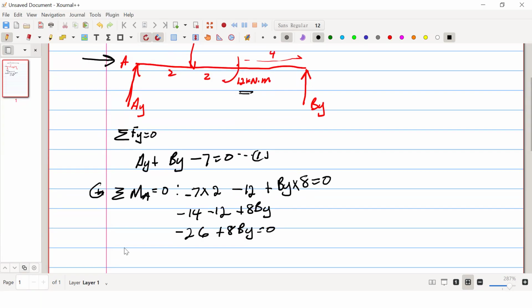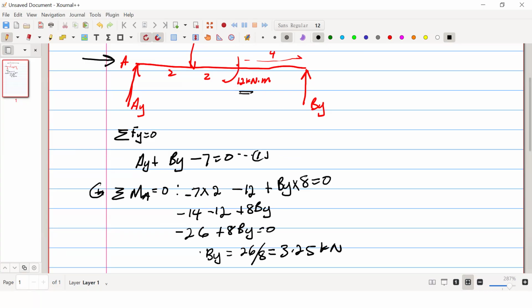Right? You calculate that out because you guys know to do that. You're just going to say By is equals to 26 divided by 8. And that gives you what's that value again? Work with me, guys. You can have a calculator out so we can move quickly ahead. So it's 26 divided by 8. So this one gives you 3.25 kilonewtons.